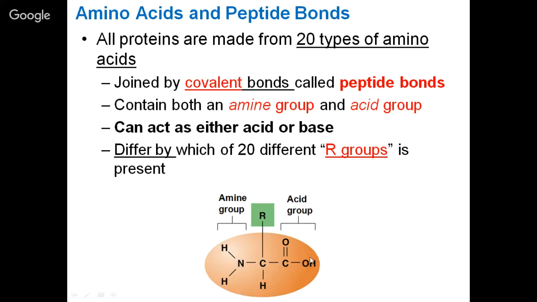This is a common structure that you would encounter in each amino acid. The difference is provided by the R group. So in the 20 different amino acids, the R group would differ. The rest of the structure would be similar.